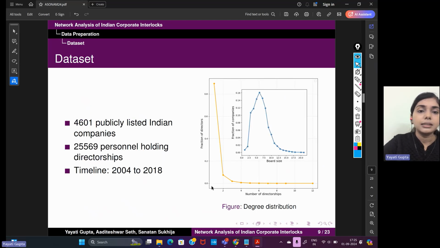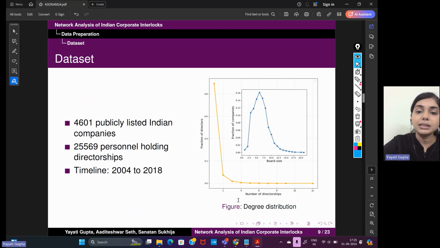Here are the details about our dataset. We have picked up the companies which are listed in the Bombay Stock Exchange, which is one of the biggest and the oldest stock exchanges in India. Our data has around 4,600 companies and around 25,500 directors. This information is obtained from Bombay Stock Exchange as well as a number of other online platforms. And the timeline of this data is from 2004 to 2018.